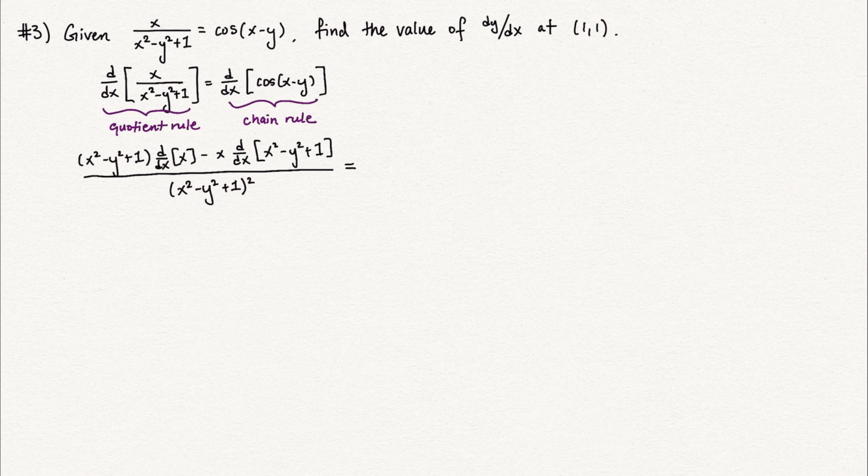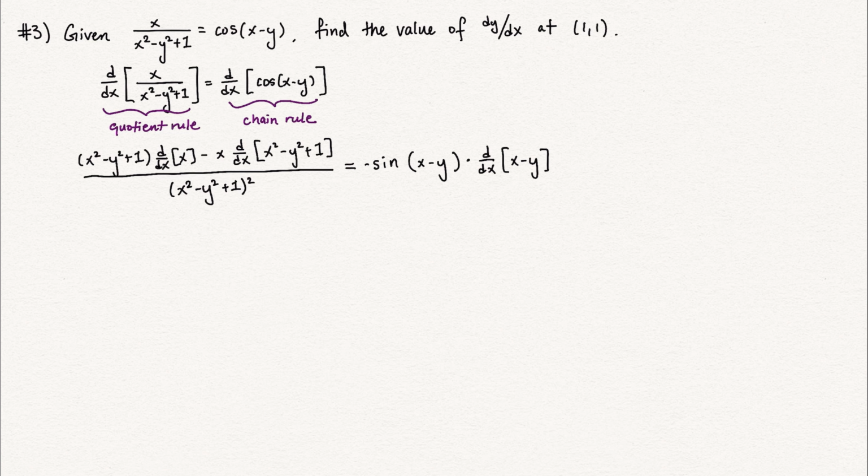And then the right-hand side for the chain rule, we first differentiate the outer layer. So this will be the derivative of cosine, which is negative sine. And then we keep the inside the same. So we plug x minus y back inside. Then we multiply by the derivative with respect to x of the inside. So the derivative of x minus y.